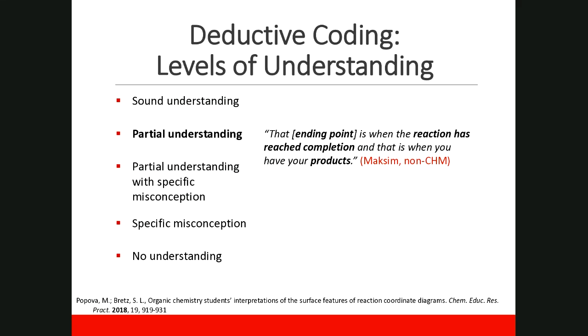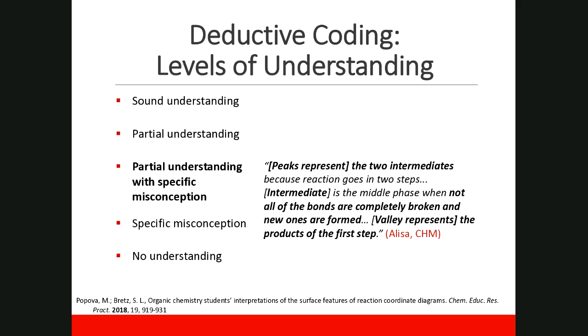Responses were quoted as partial understanding with specific misconception when part of the student's response was correct and the other part contained a misconception, or students did not use proper terminology. So here we have an example quote from Alisa, and Alisa was interpreting peaks and valleys. So here's what she says. Peaks represent the two intermediates because the reaction goes in two steps. So as we can see, she understands that peaks represent steps of reactions, so that's correct information. However, she says that the peaks represent two intermediates, which is incorrect.